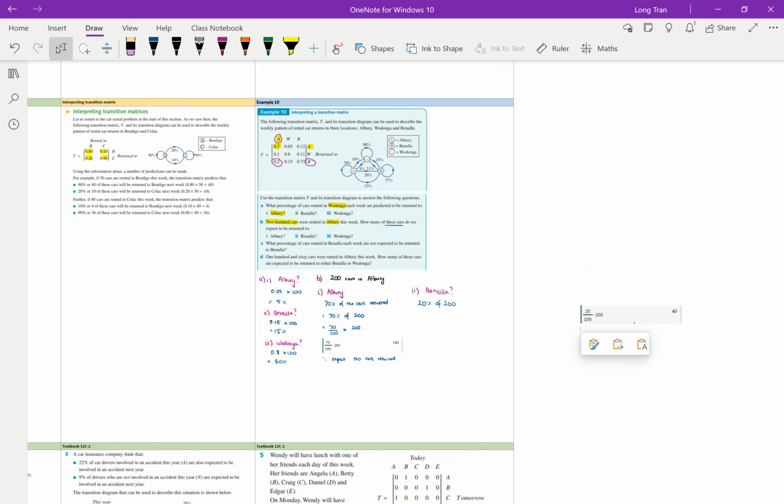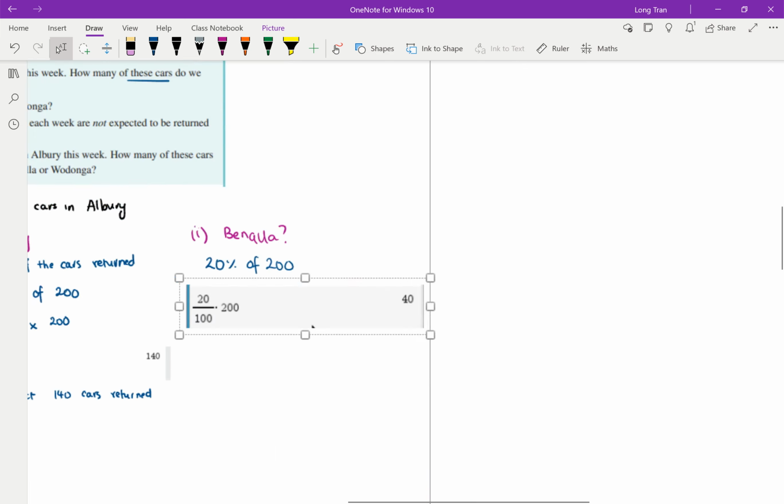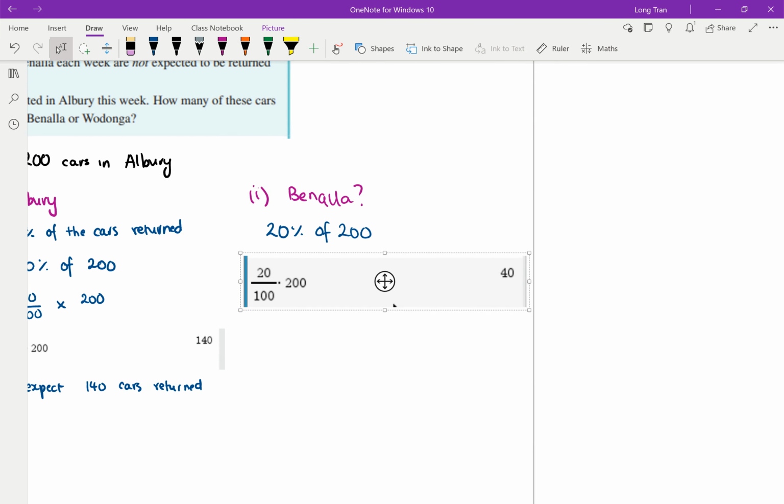Ooh, here we go. So that's for Benalla. We know that there are 40 cars. So here, that's right. Therefore, expect 40 cars returned.